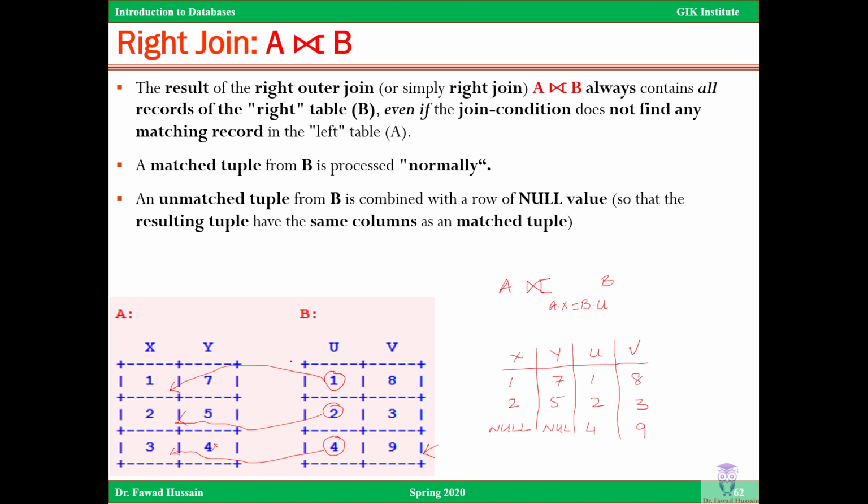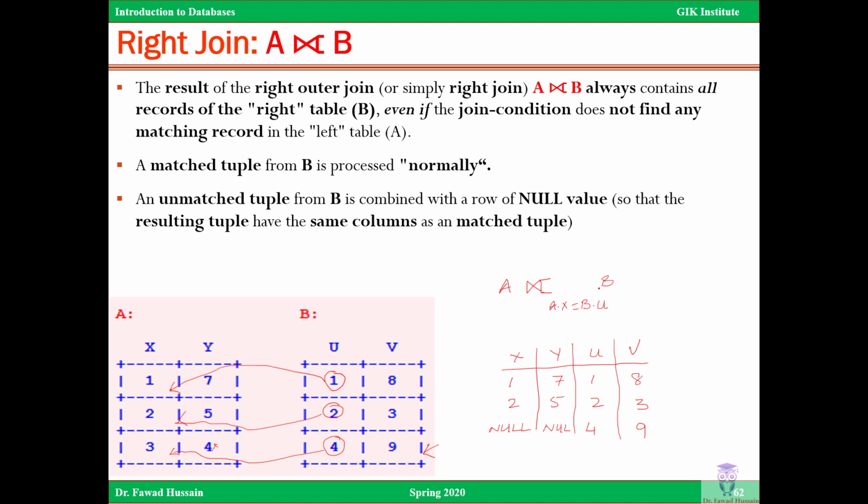If you recall, in the left outer join, the entries 3 and 4 were included, and these two parts U and V were null. In the right, 4 and 9 is included, and the values for X and Y are null. So this is the result of the right outer join between tables A and B.